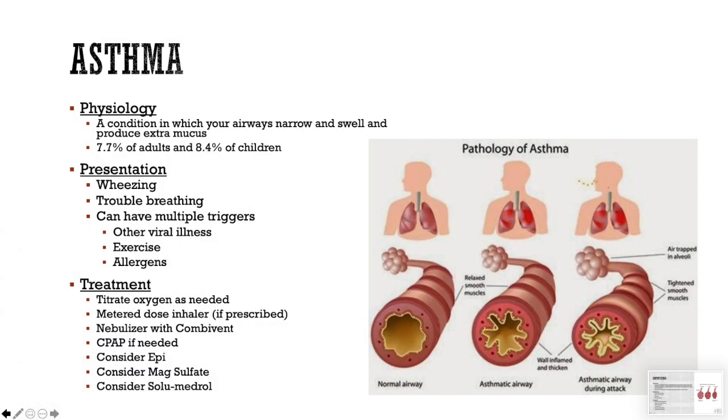So the last part of the COPD triangle is asthma. This will probably be one we come across most often. It's a condition in which the airways narrow and swell and produce excess mucus. So if you look there at that photo, the pathology of asthma, you can see kind of the normal airway on the left, a chronic asthmatic in the middle there, and then when they're having a severe attack, all the way to the right. So you can imagine how much that constricts the airway and how hard it is to breathe.